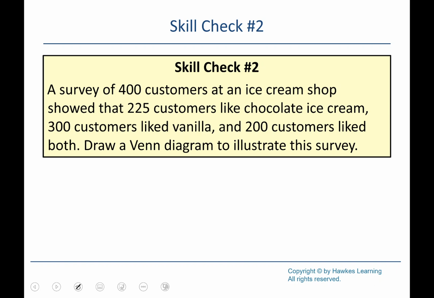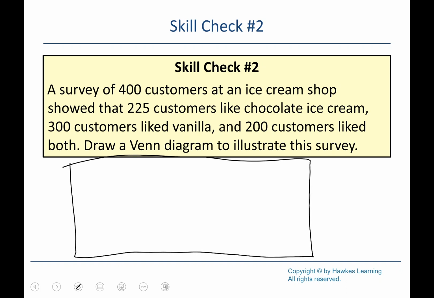Look at this one. Now we've got people at an ice cream shop. Got a survey of 400 of them, showed that 225 like chocolate ice cream, 300 like vanilla, 200 customers like both. Draw a Venn diagram here. So draw our universal set. Okay, so how many circles do we need? 2. We need one for chocolate, one for vanilla.